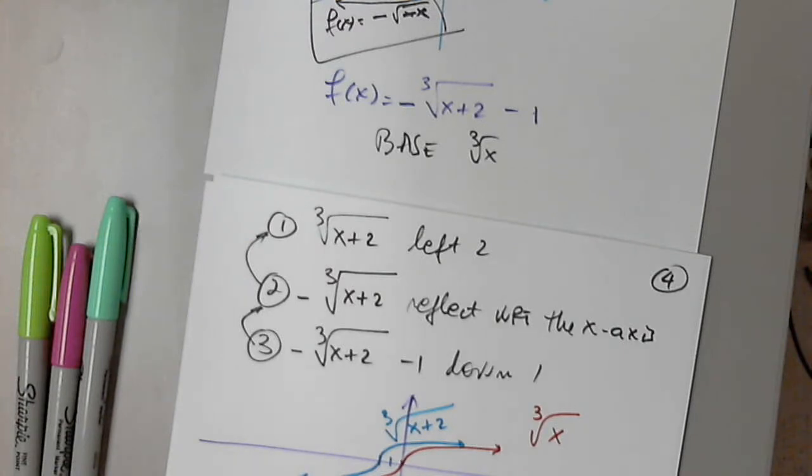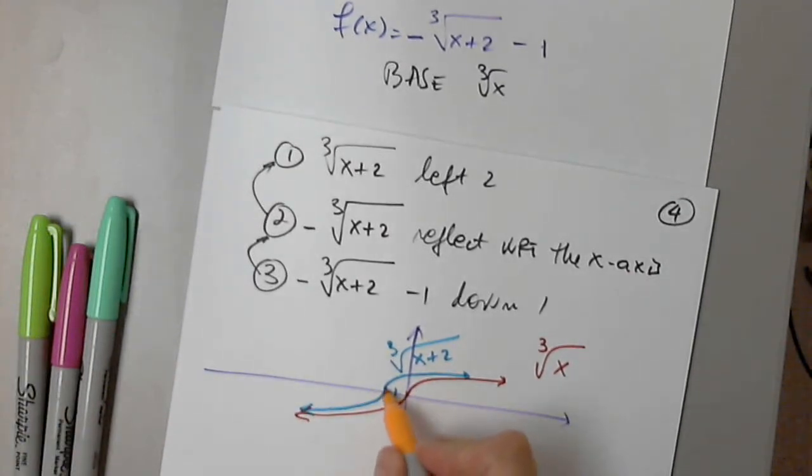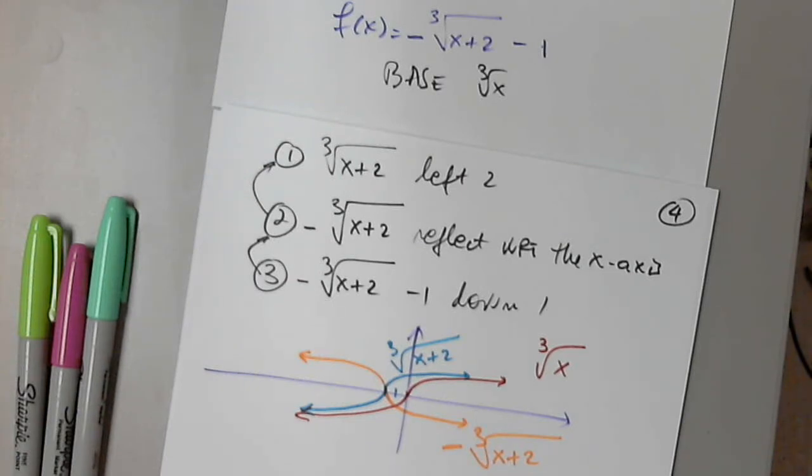That's the blue graph. Then you told me to do what with the blue graph? Reflect it. Very good. So this is negative the cube root of x plus 2. And then you told me to take the orange graph or yellow graph to move it where? Down 1. Down 1. So here it is. So this is the final graph, f of x.